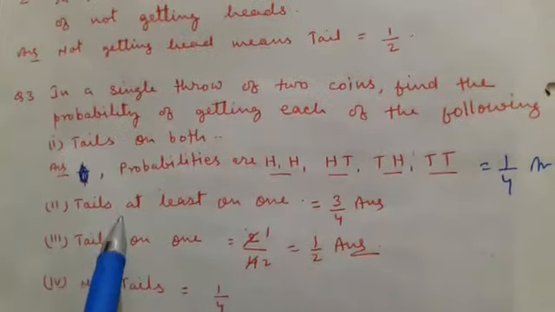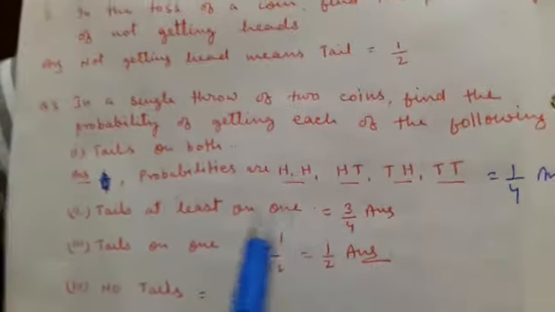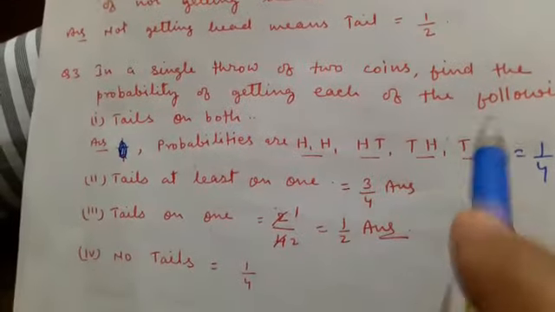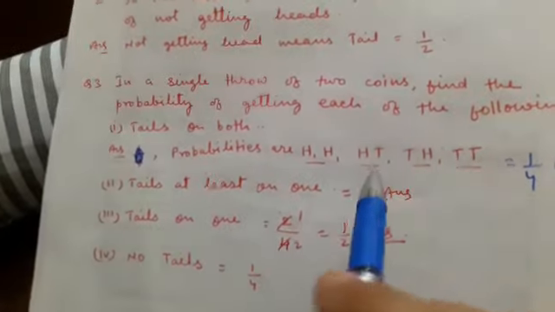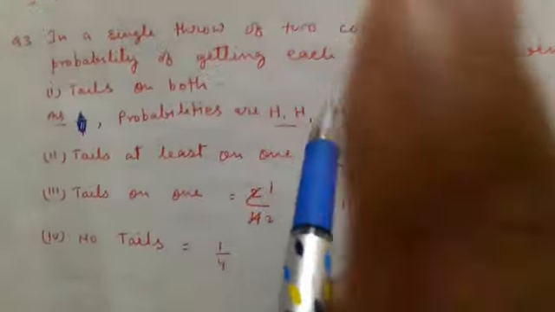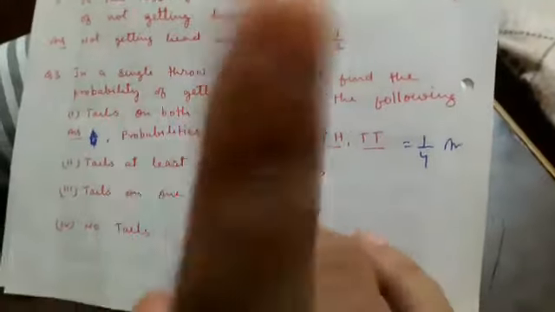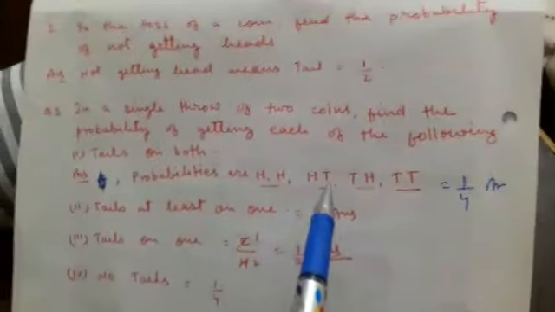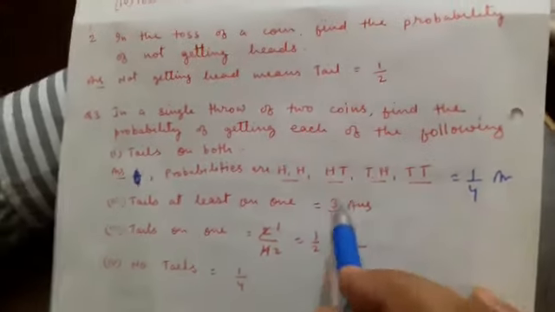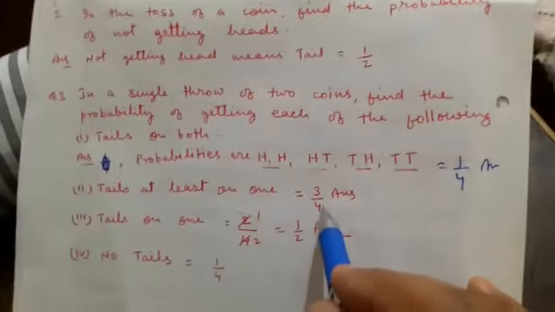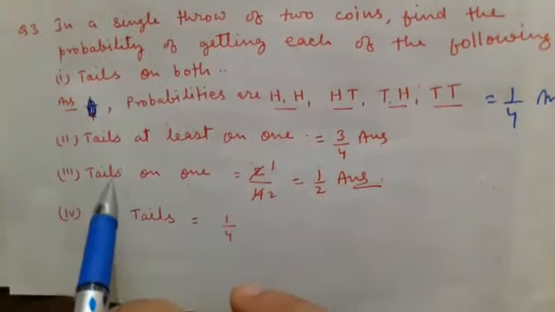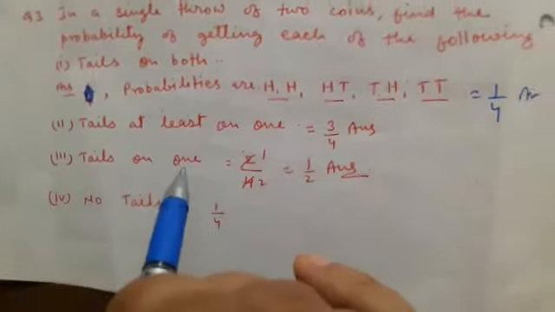So 1 by 4 will be the probability of getting tail on both. Next question is, tails on at least 1. How many times is tail coming? Let us see. 1, 2 and 3. So 3 by 4. 4 is the total possible outcomes and 3 is the favorable outcomes.